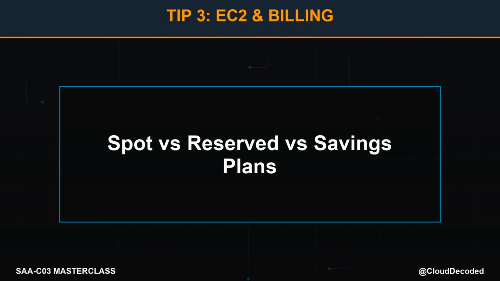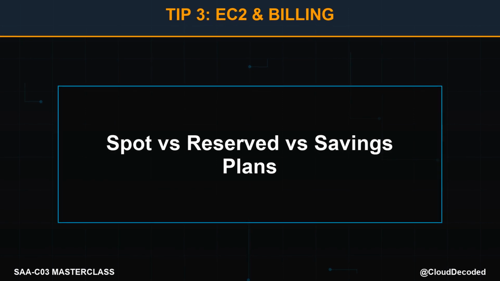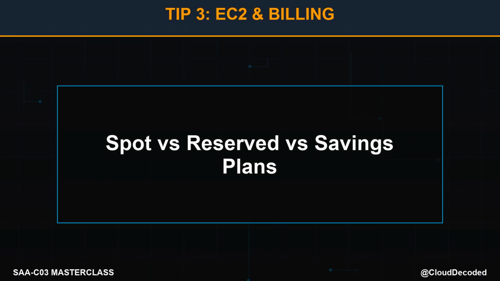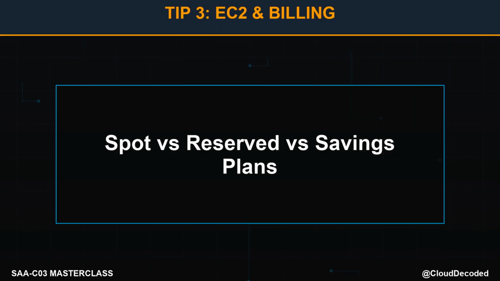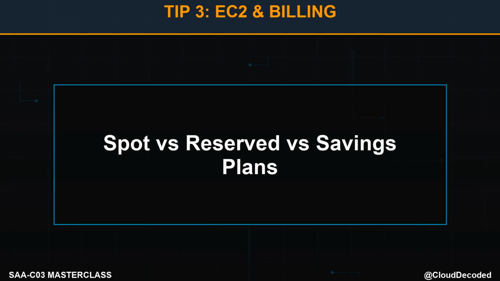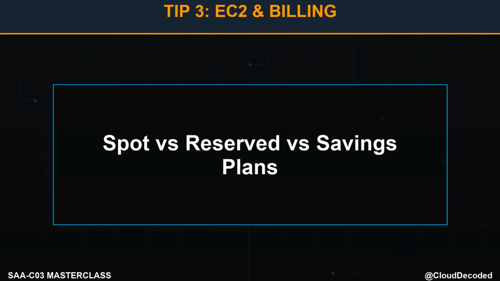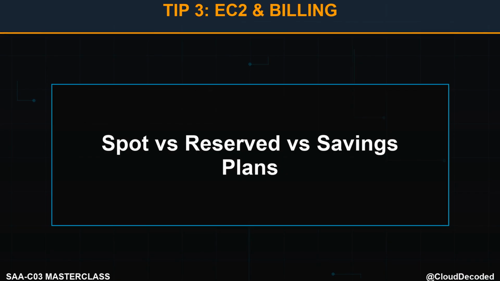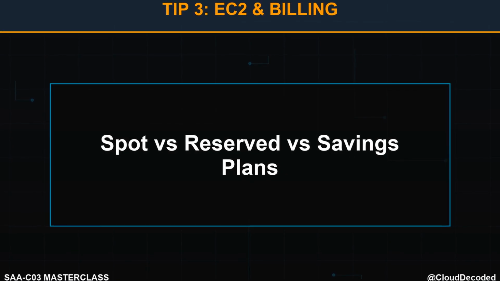If the workload is steady and predictable for 1 to 3 years, reserved instances or savings plans will save you up to 72%. Also, keep an eye on instance families. R-series is for RAM or memory-intensive, C-series is for compute-intensive, and T-series is for burstable workloads. Choosing the right instance type is a cornerstone of the cost optimization pillar.